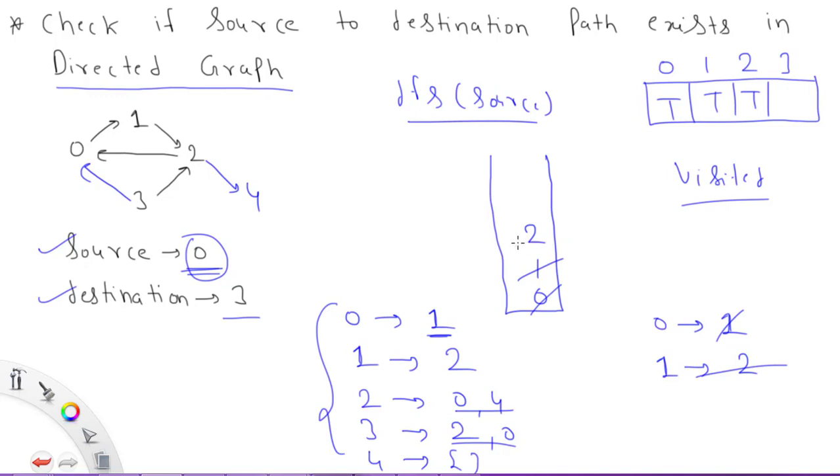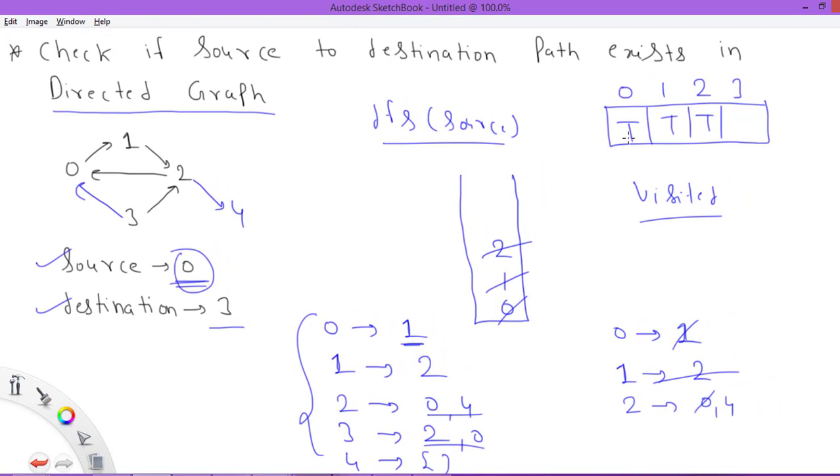Now what is the top element? The top element is 2. So I'll remove the element from here and check where we can go from 2. From 2 we can go to 0 and 4. Because 0 is already visited, we can see from here, we won't do anything. But 4 is not visited, so I'll mark this 4 as true and put this value in the stack. Now we are done, so we'll remove the top element. The top element is 4. From 4 I cannot go anywhere because this is a blank list, so I won't do anything. Now if you see, this stack is empty. It means I am done with the traversal. Further I cannot go anywhere.